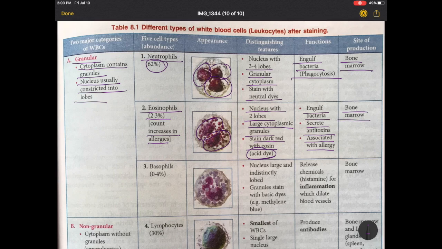The third type is known as basophils. About 0.4% of the total white blood cells are basophils. If you look at the nucleus here, you do not see how many lobes are present, so it is indistinctly lobed. The nucleus is large, looks very big, and the granules stain with basic dyes, especially methylene blue. That is why they are known as basophils. The function is it releases chemicals or histamine for inflammation, which dilates the blood vessels. It is also produced in the bone marrow.